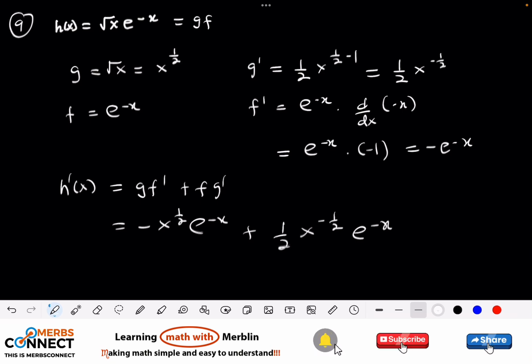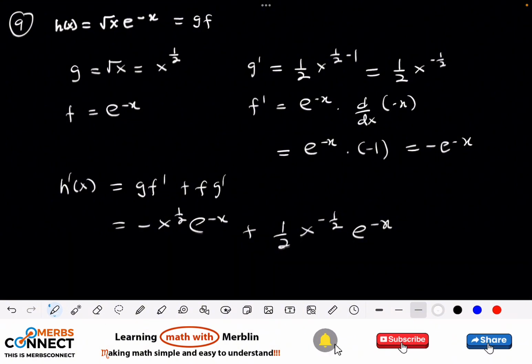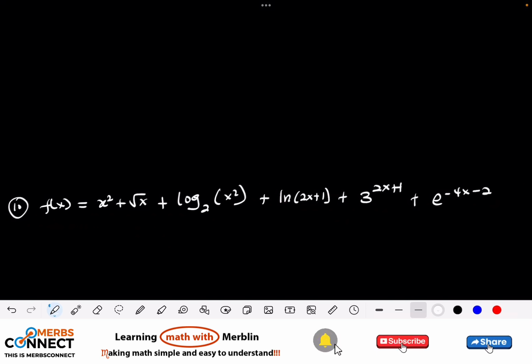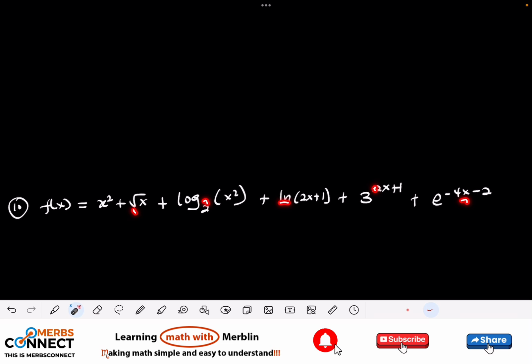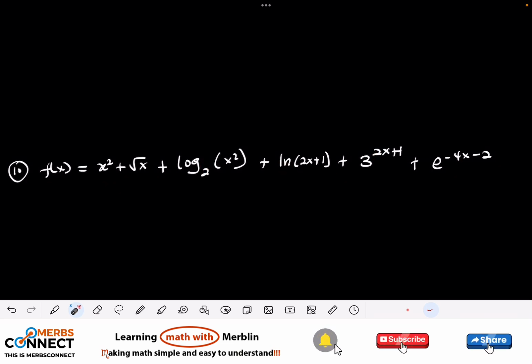Good. So I'm going to give you question 10, which is going to combine everything that we've done from question 1 to question 9. Everything is inside. So do this and please send your final results in the comment section. So we have a polynomial function, we have a radical function, we have a log function, we have natural log function, we have an exponential function where the base is not e, and we have the exponential function where the base is e. So all of them are here. 1, 2, 3, 4, 5, 6. So try and do it and put your final result in the comment section.